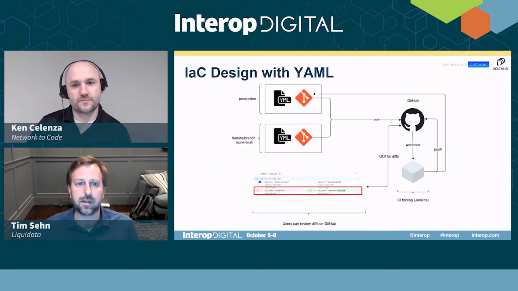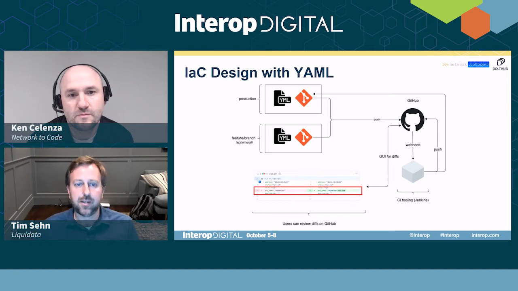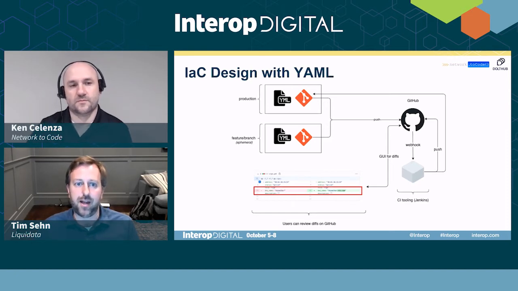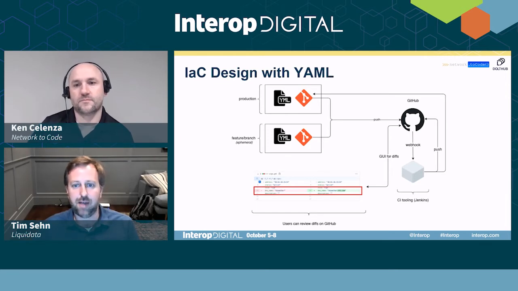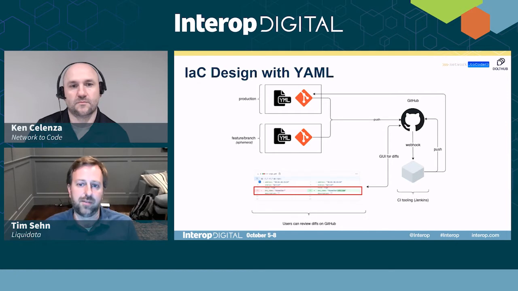Now I'm going to talk a little bit about infrastructure as code using the current design. This slide illustrates a standard infrastructure as code setup backed by a YAML store and Git. This is where you would stick your YAML files in Git, push those up to GitHub when you make a change, have a webhook doing continuous integration, and then do a merge via pull request.